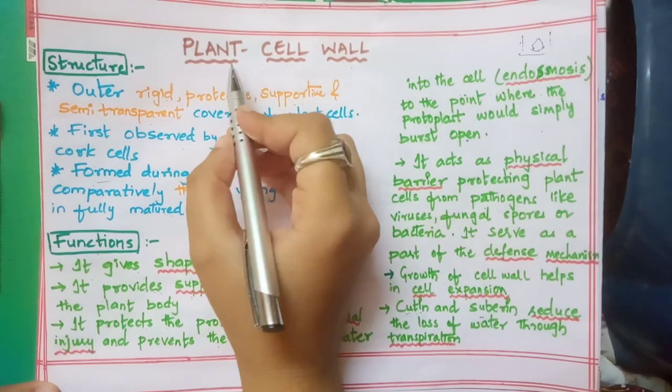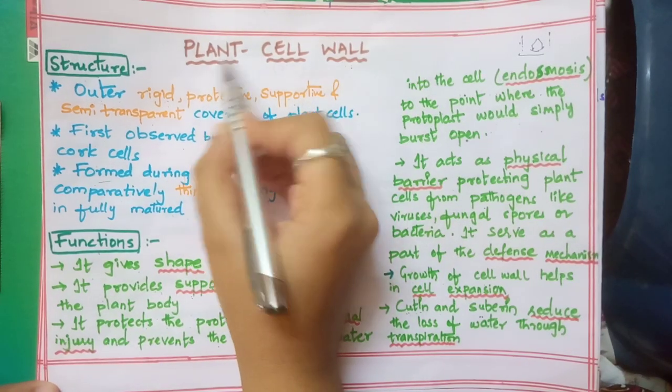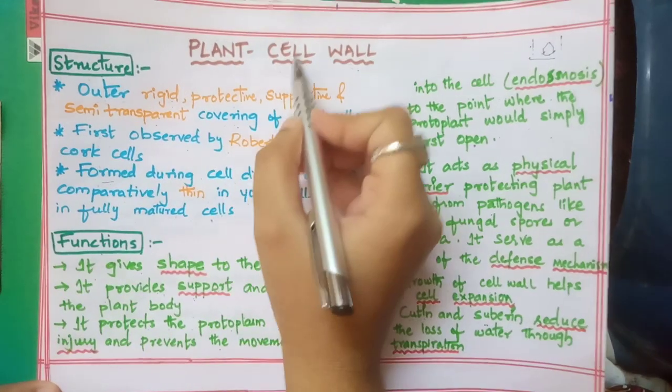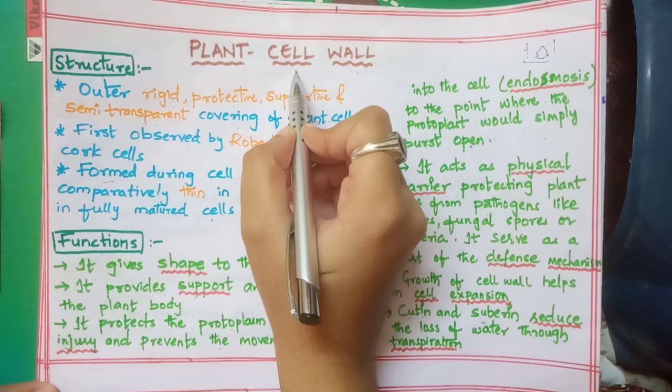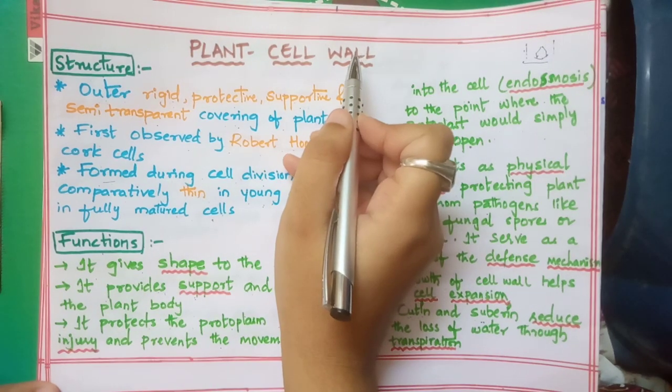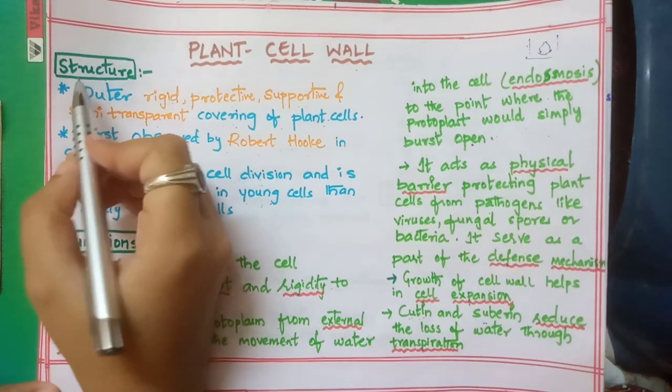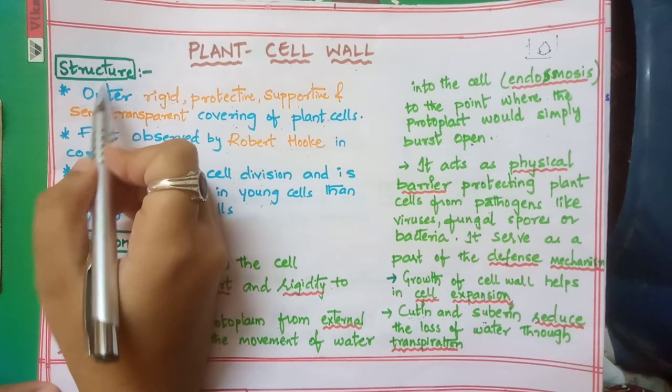Hi everyone. Today I am going to discuss the plant cell wall. Generally, cell walls are found in the plant cell, bacterial cell and fungal cell. It is absent in the animal cell. Let us see the structure of the plant cell wall.